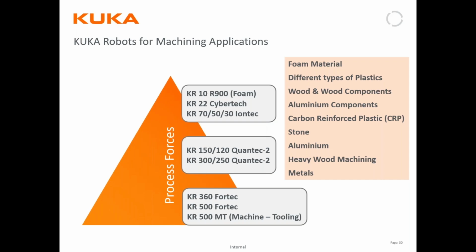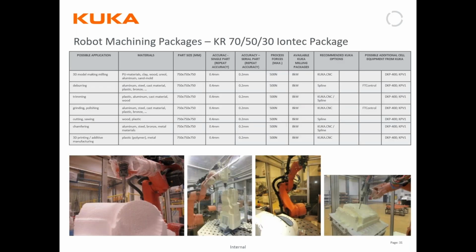In my experience, I have seen IronTech and Fortec to be performing better. They have a little better accuracy. They have an edge over the Quantec one. The applications for which this can be used are foam material, different types of plastics, wood components, aluminum components, carbon reinforced plastic, stone, aluminum, heavy wood, and metal machining can be done with these robots.